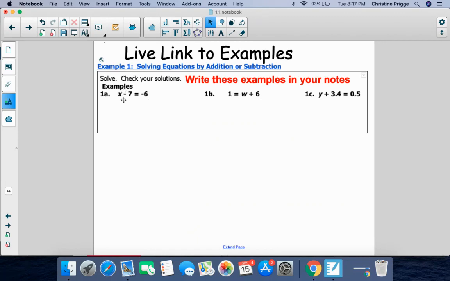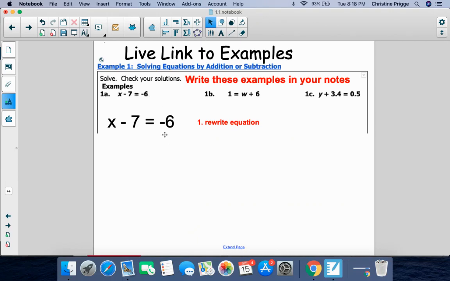I'm going to take them one at a time, and we're going to start with 1A. So 1A and the steps that you need to follow for not only this particular equation, but any other equations going forward. So the first thing you want to do when you're solving an equation is you want to rewrite the equation. You don't have to actually put down this one rewrite, but you do want to take your pencil and rewrite x minus 7 equals negative 6.